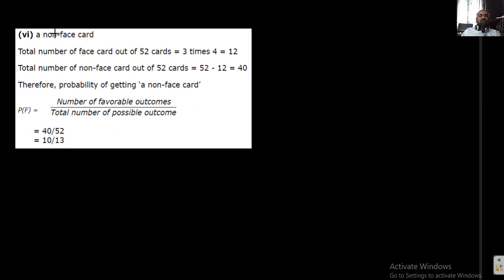See here, non-face card, total number of cards 52. Non-face cards 40 by 52, that is 10 by 13, is the required probability.